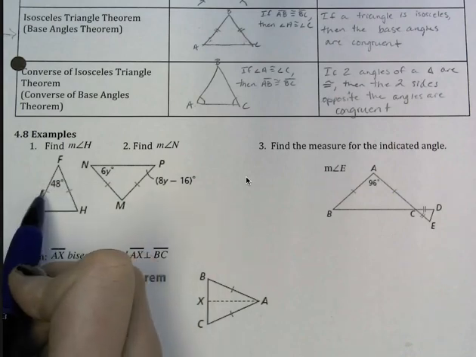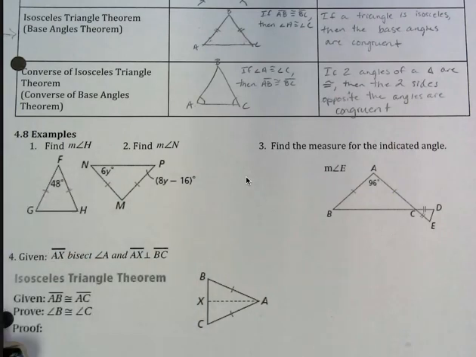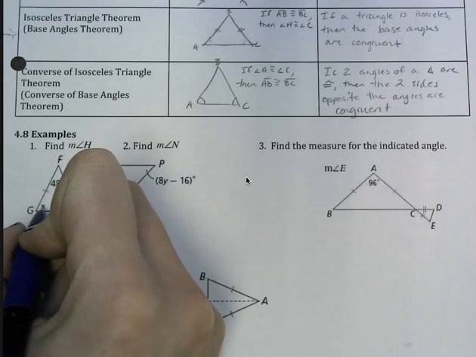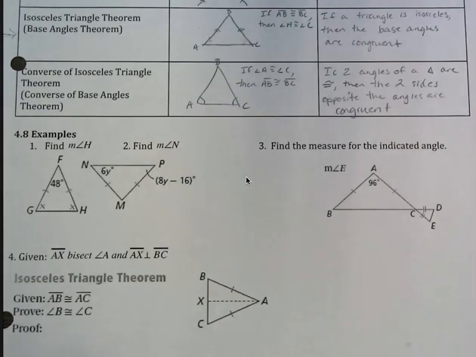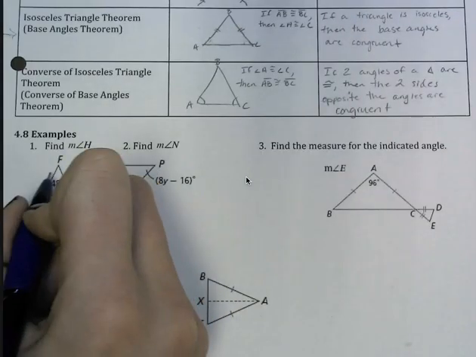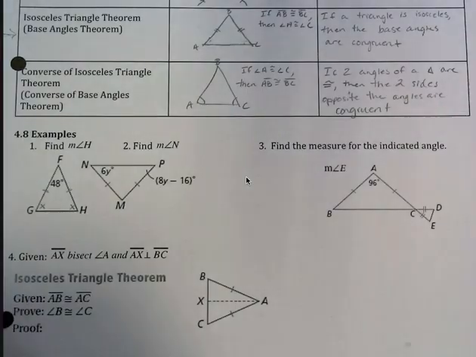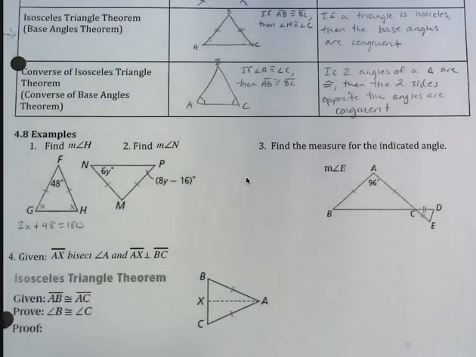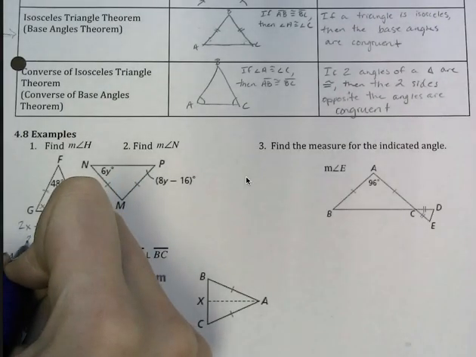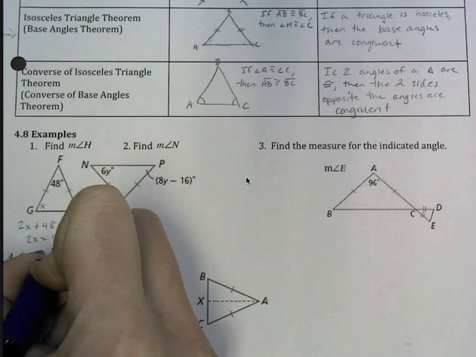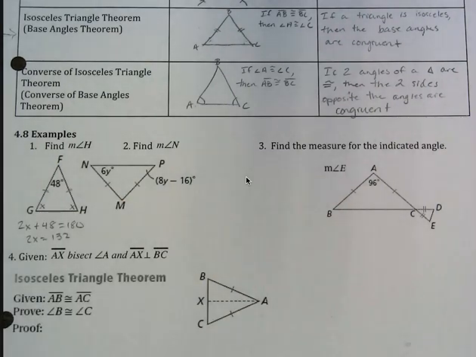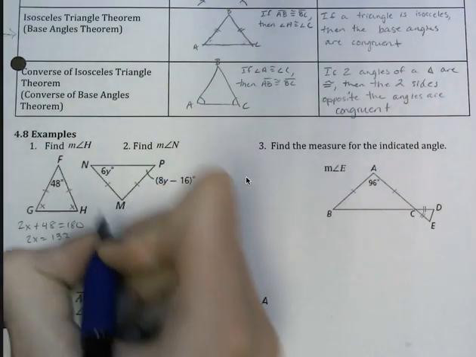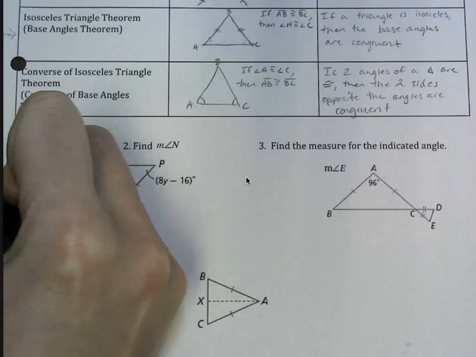So this is an isosceles triangle because I have two congruent sides, which means my base angles, which would be these two, are exactly the same. So I don't know what they are, but I know they're the same. So I'm going to make them both be x. And I know by the triangle sum theorem, they have to add up to be 180 degrees. So 2x plus 48 equals 180. So if I subtract 48 from each side, I've got 2x equals 132. And if I do 132 divided by 2, I'll get x is equal to 66 degrees. So the measure of angle H equals 66 degrees.